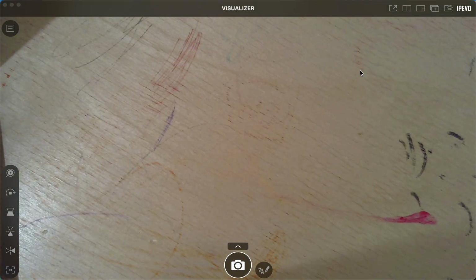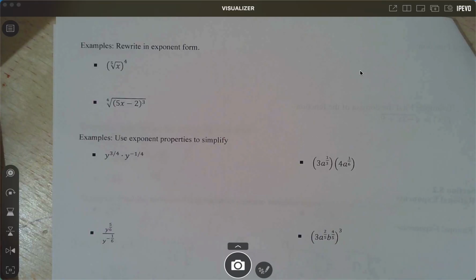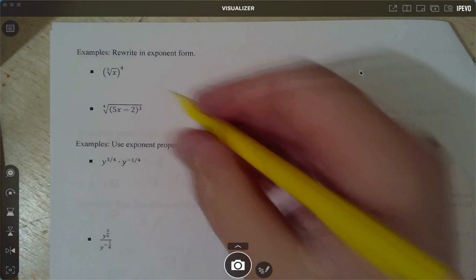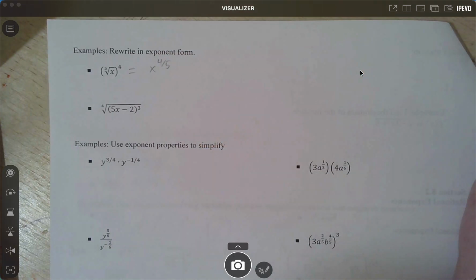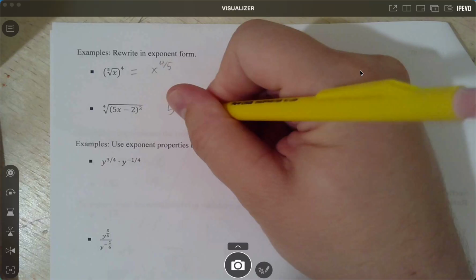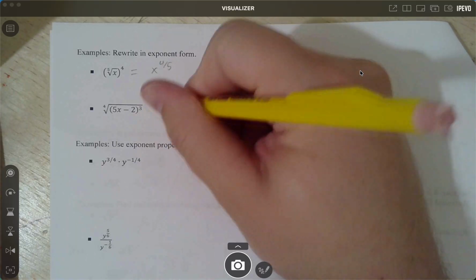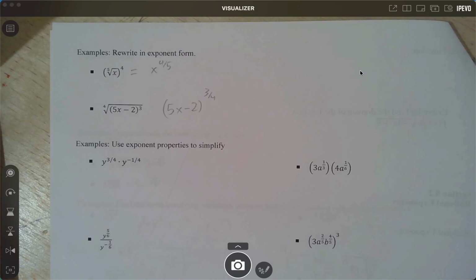Alright, we're doing good. From here, we've got a lot of examples to go through. So now we're just going the other route, rewrite it in exponential form. So this is 4/5. Done. Now, even though there's ugly algebra here, it's all wrapped in parentheses, which just means keep the parentheses. This is then 3/4. So there we go.